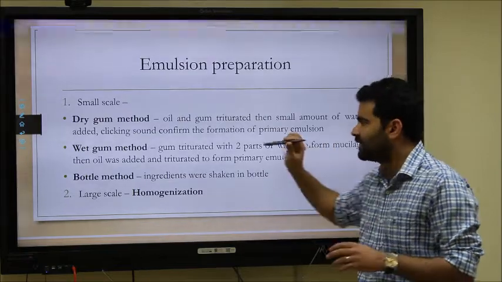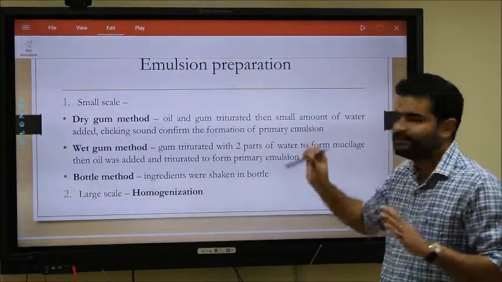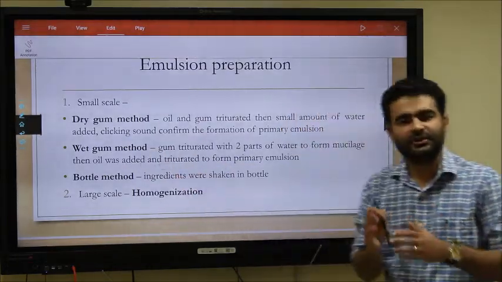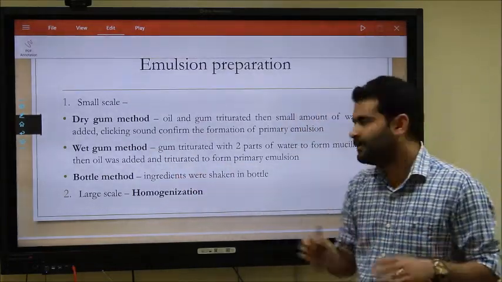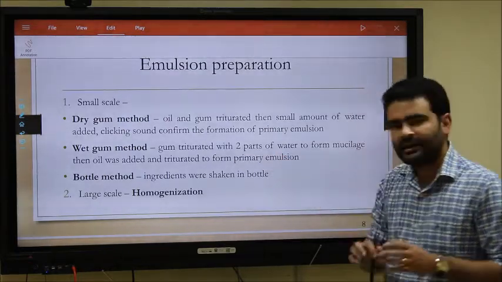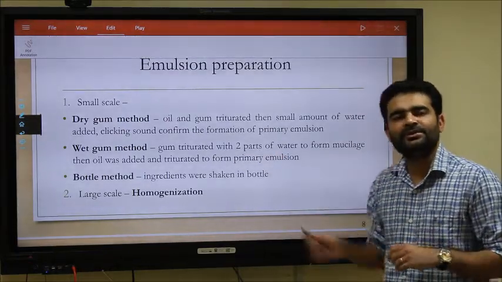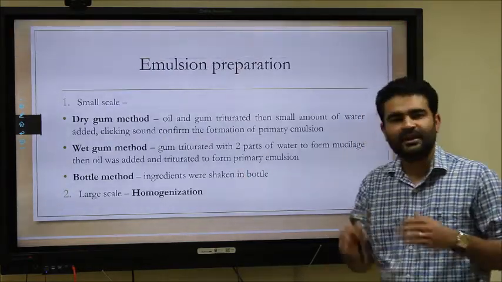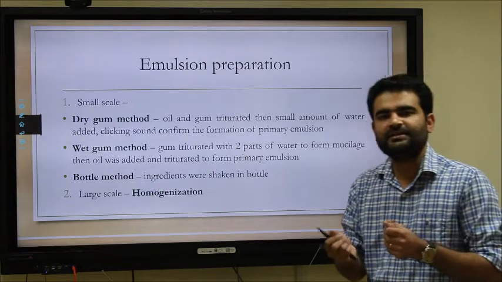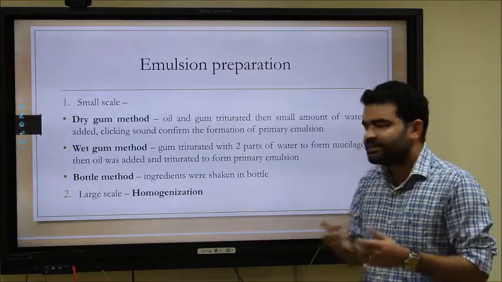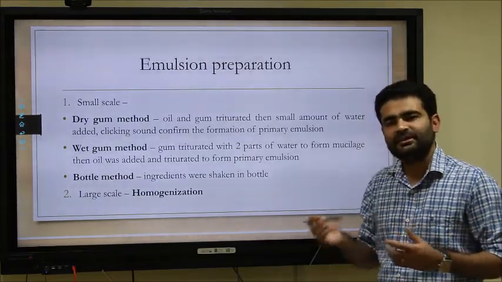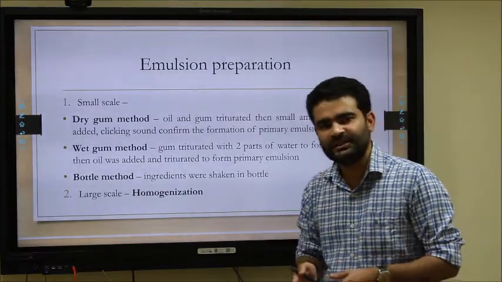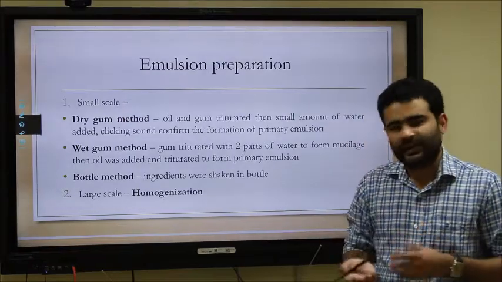So in the case of the dry gum method, oil, gum and a small amount of water are used, while in the case of the wet gum method, a large quantity of water is used with respect to oil. Gum is triturated in 2 parts of water with a small amount of oil, which gives a mucilage type consistency. When the mucilage type consistency is prepared, it means the primary emulsion has been prepared. This primary emulsion is then diluted with the dispersion phase to give the final emulsion.